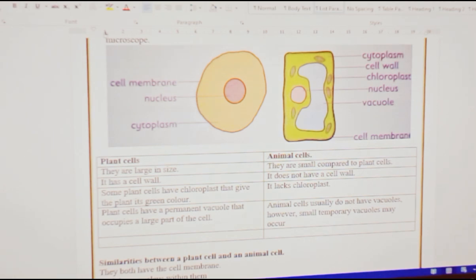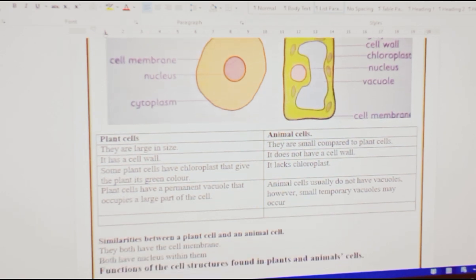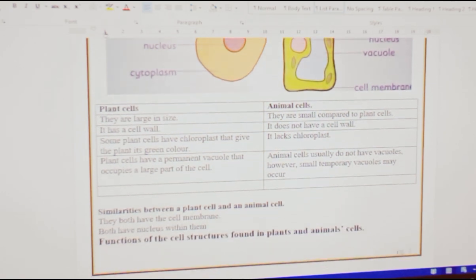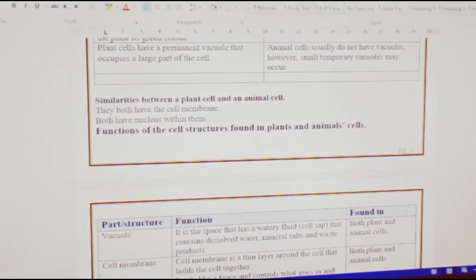Let's see the similarities, which we have already discussed. You can mention that they both have the cell membrane, both have a nucleus within them, and both have cytoplasm. Okay, now let's discuss the function.